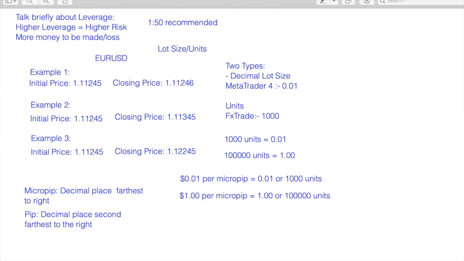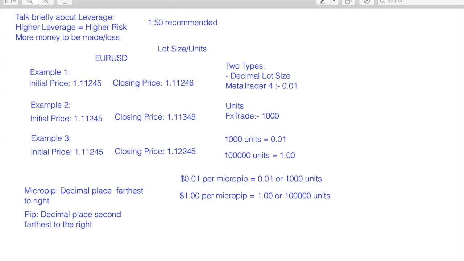So sorry, let me explain that again. The reason why leverage is important is because if you have higher leverage, you can buy things at a higher lot size, and at a higher lot size, you can make or lose more money. By the time we finish this video, you'll understand more about what that means. But let's say, for example, you can buy a higher lot size if you have a higher leverage with the same amount of investment.